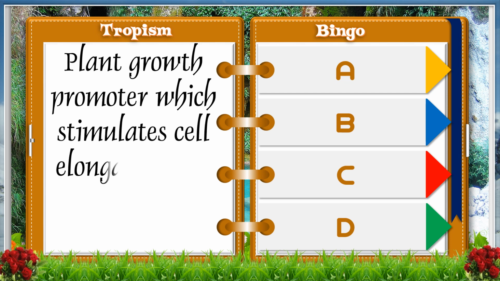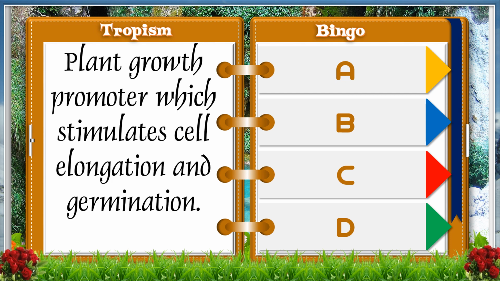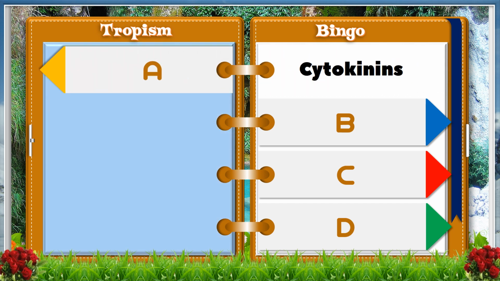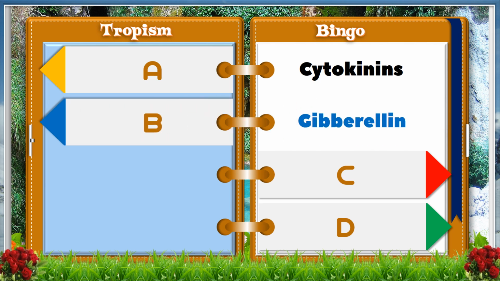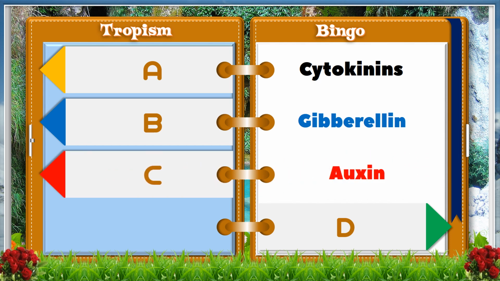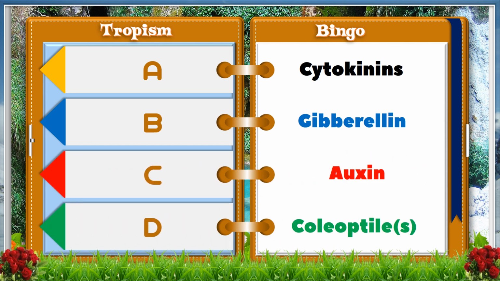Plant growth promoter which stimulates cell elongation and germination. A, cytokinins. B, gibberellin. C, auxin. D, coleoptile. And the answer is B, gibberellin.